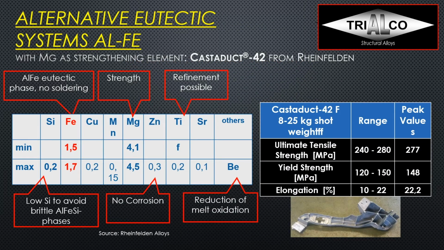If we look at iron as an alternative eutectic alloy, we can see this here, and really the strength is not coming from iron. Iron is just used here to make it very castable, but the strength is coming from the magnesium. We see it's about 4 to 4.5% magnesium. Silicon is now an impurity and has just a maximum, and so is pretty much everything else. So the only other element we have in there is titanium as a grain refiner, and we have beryllium for oxidation of the magnesium.